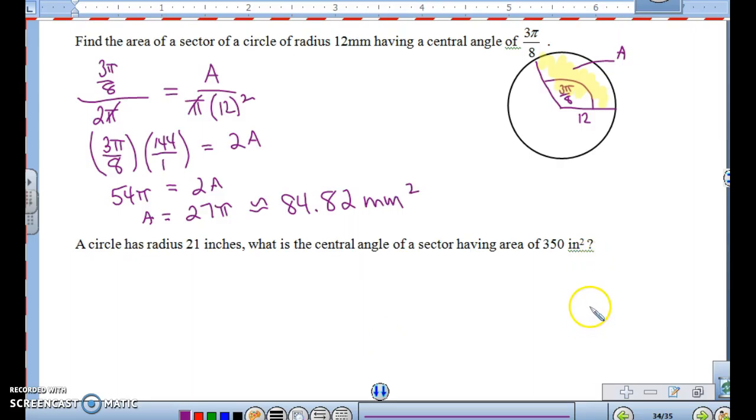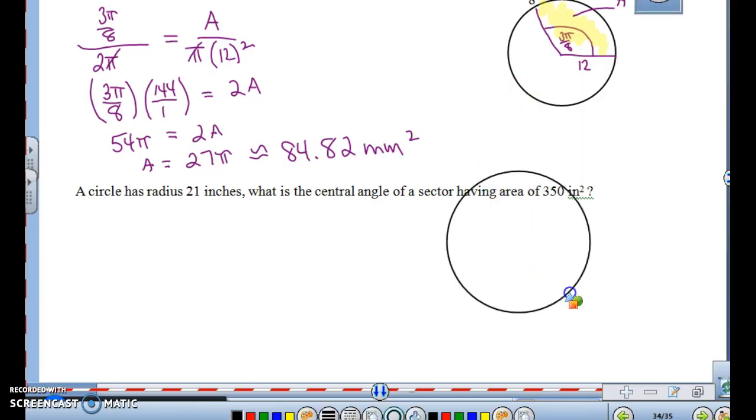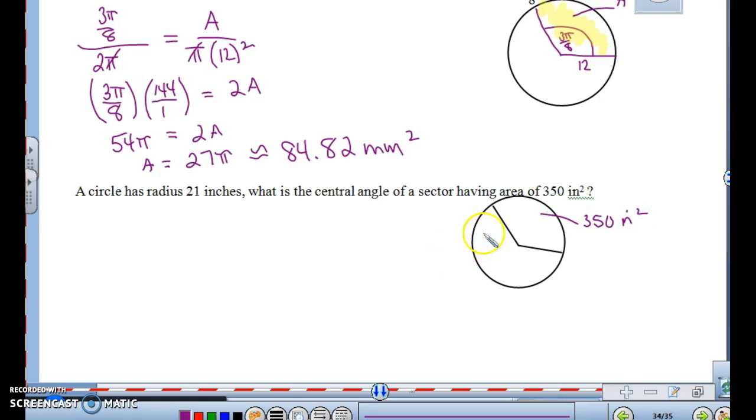Okay. All right, let's do one more. A circle has a radius of 21 inches. What is the central angle of the sector having an area of 350 square inches? Okay, draw my circle. All right, and I have a sector drawn in my circle that has an area of 350 square inches. So I don't know what this angle is, but I know that the area is 350 square inches. Okay, we're looking for the angle, and the radius is 21.